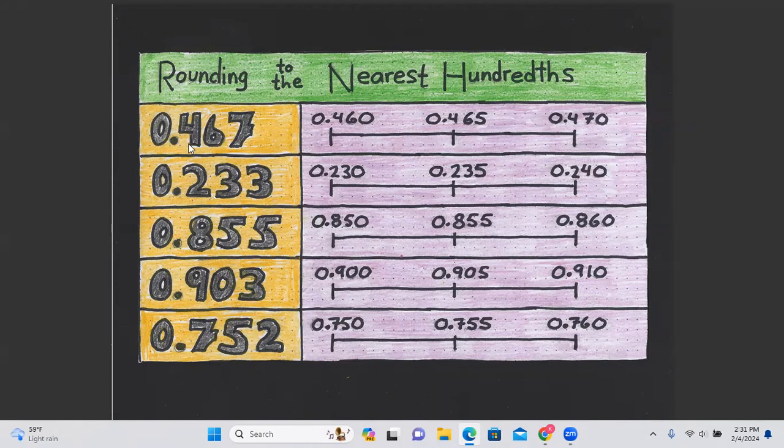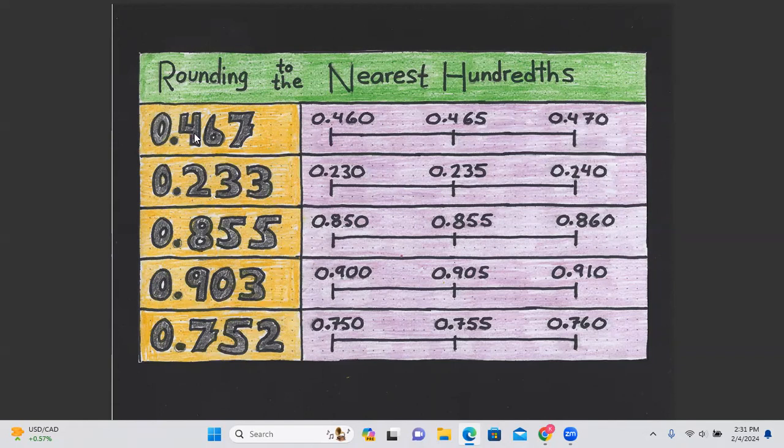The first number is 467 thousandths, emphasizing the THS, 233 thousandths, 855 thousandths, 903 thousandths, 752 thousandths, but the good news, we're rounding them to the nearest hundredths. And so these numbers, we're going to use hundredths form of rounding instead of the thousandths form of rounding.